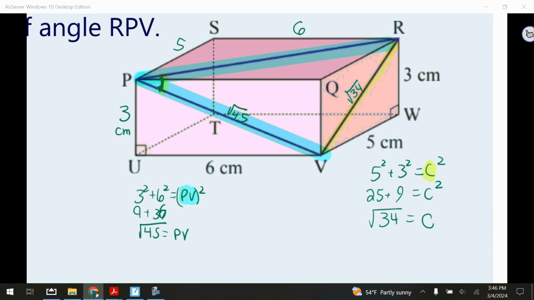which at this point, I think it would be good to know that one, because if I'm using the law of cosines, I will need to know the sides if I don't have any angles. So again, I'll do 5 squared plus 6 squared equals, and then that's PR squared. And so we get 25 plus 36, that's the square root of 61 equals PR, the length of PR. Because we have 36 plus 25.